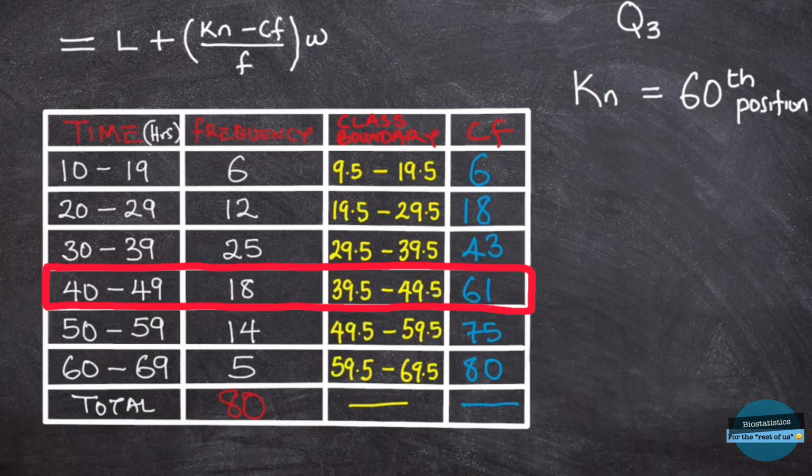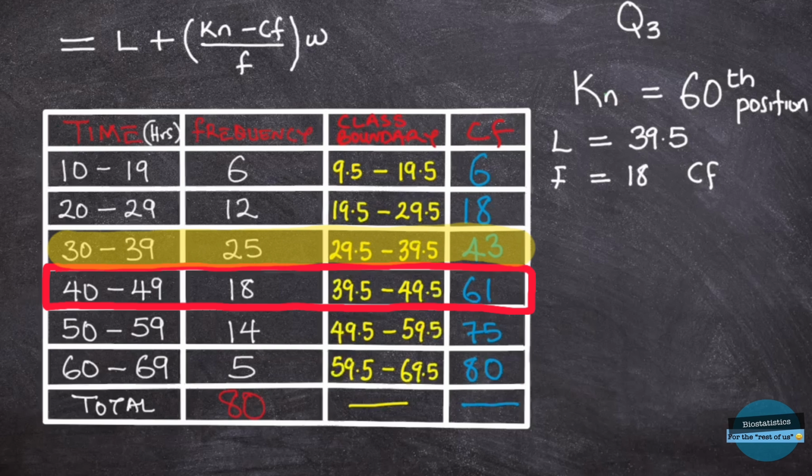So our L, which is the lower boundary of the quartile class, which is this class, is 39.5. F, which is the frequency of the quartile class, will be 18, right? You can see it here. The cumulative frequency is the cumulative frequency of the class preceding the quartile class. Please don't forget this, right? So that's this class that is coming before the quartile class.